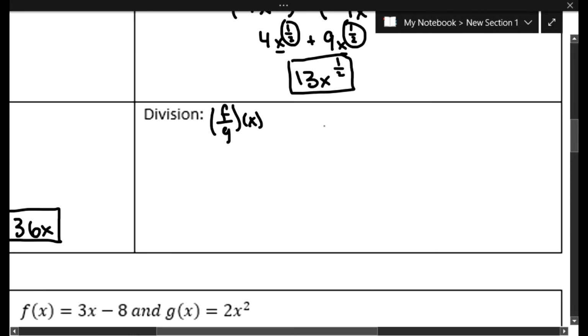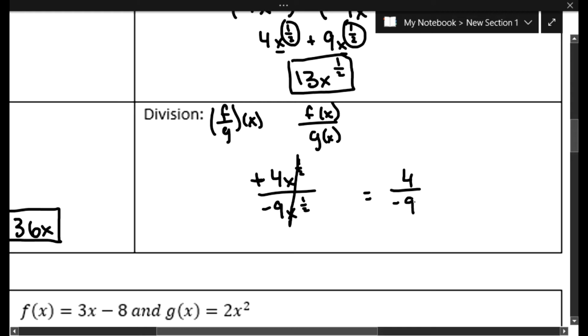All right, f of x divided by g of x means that I'm going to take my f of x function, 4x to the power of 1/2, and I'm going to divide by negative 9 times x to the power of 1/2. It's not a negative, this is a positive 4x. So the x to the 1/2 and the x to the 1/2, I have the same thing on the top and bottom. They cancel out, and I'm just going to be left with 4 over negative 9. And that's my final answer.